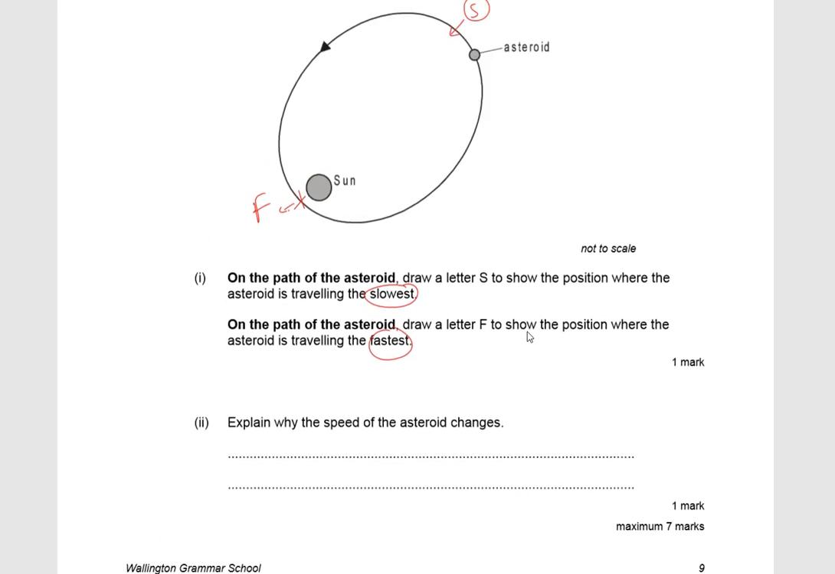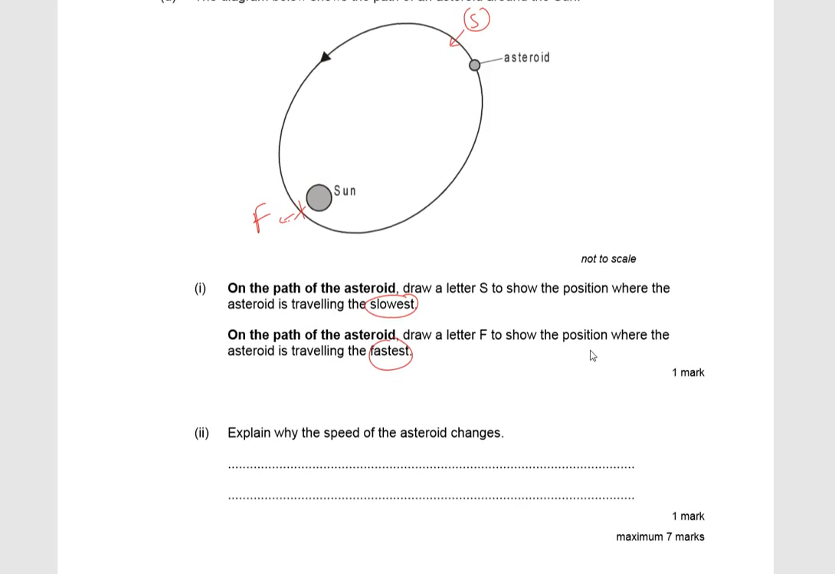The question is why is this? So we're going to write down what is the comment. The asteroid is attracted by the sun's gravity.